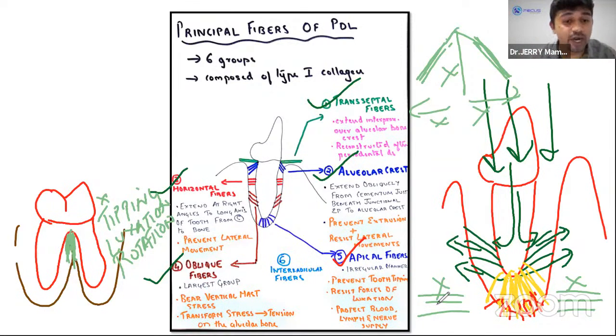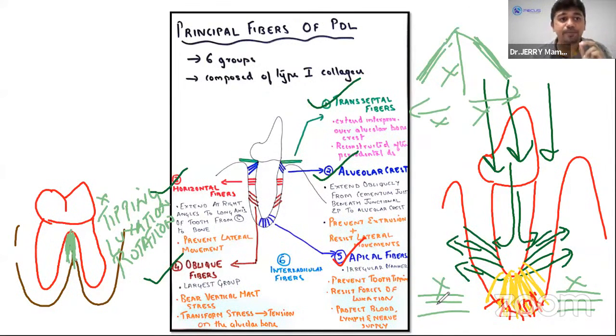Then the most important one, the oblique group of fibers. They are the largest group of fibers, and they are the ones which take the maximum vertical masticatory stress. They take the stress and then they transfer it into the alveolar bone. Okay.